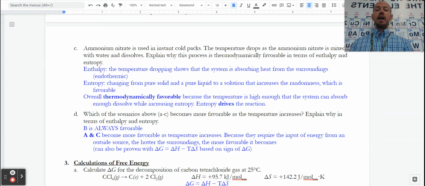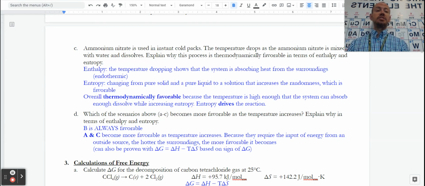We had three scenarios, and when we looked at B, it was exothermic. That's good in terms of thermo, and it increased entropy, which was good. So no matter how hot or how cold I make that, that process would be favorable and would occur as soon as we started it. But A and C are not always favorable. We can definitely think about this in terms of the equation. If I want a negative delta G, I know the value of delta H maybe. In both of those cases, it was positive. Only when my T delta S is big enough does that make my delta G negative.